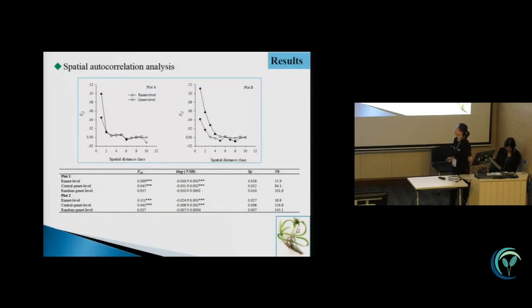Based on spatial autocorrelation analysis, we found that significant spatial structure was found in both plots, within 2 meters and 4 meters respectively, both at the ramet level and the genet level. Here we can see the intensity of the SGS at the ramet level is higher than at the genet level. This result suggests that the clonality of Enhalus increased the spatial genetic structure.